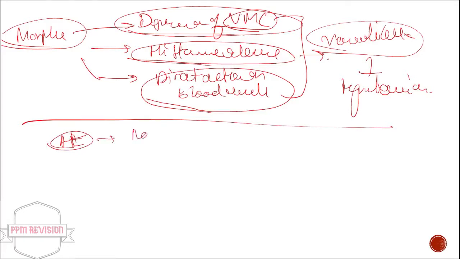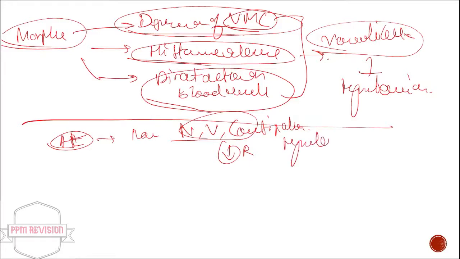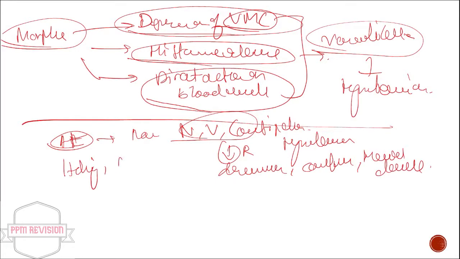Most common are nausea, vomiting, constipation. Okay, constipation is there. And then there is decrease in respiratory, there is respiratory depression, there is hypertension, there is drowsiness, confusion, as well as mental clouding. And as mentioned earlier, there can be itching and skin rash as well. And also there is difficulty in micturating.